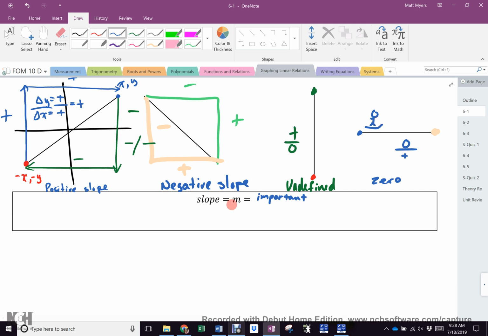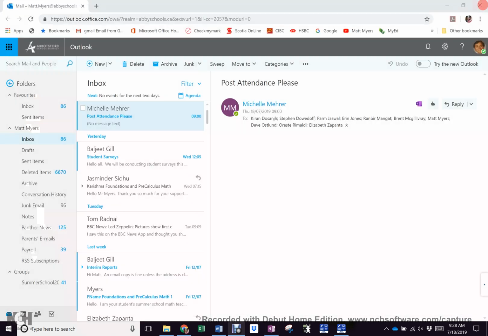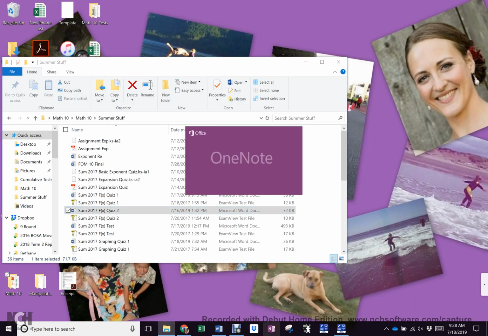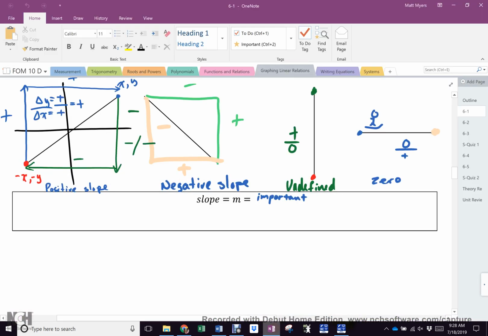Okay, back to this. Slope equals all these things. Slope is a very important concept. We use it. What the halibut just happened there? What just happened there? I've never hit that button before. Okay, we're back.